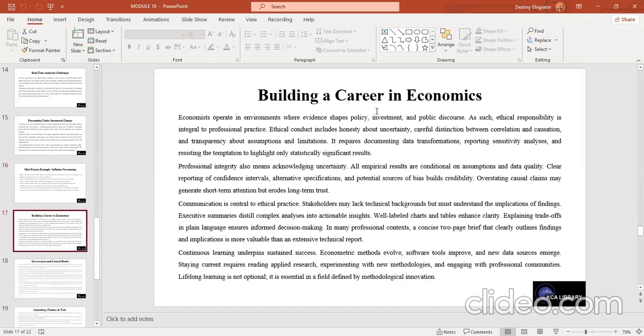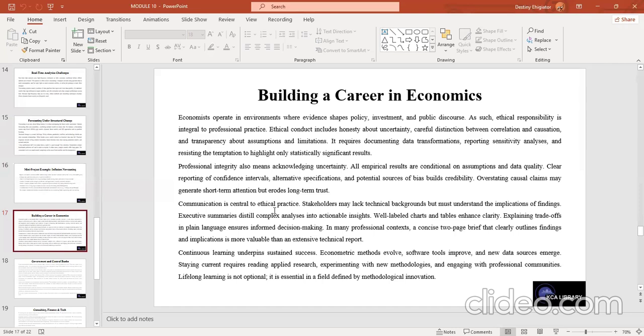Now, going over to building a career in economics. Economists operate in environments where evidence shapes policy, investment, and public discourse. As such, ethical responsibility is integral to professional practice. Ethical conduct includes honesty about uncertainty and careful distinction between correlation and causation. Continuous learning underpins sustained success.